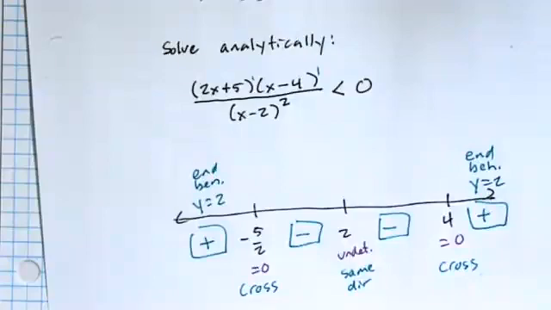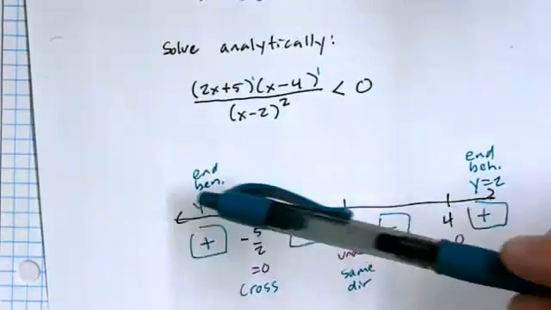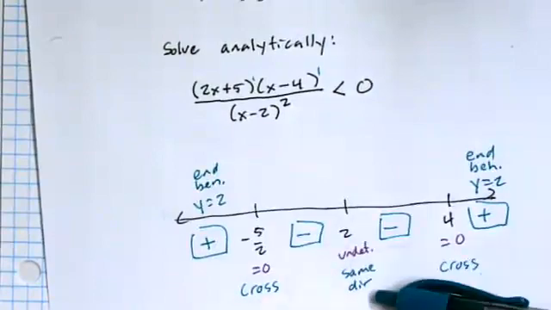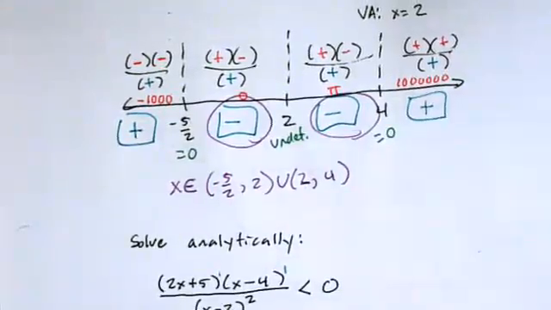So I'll leave it up to you. When the instructions say to make a sign chart, I want to see a number line with pluses and minuses. Whether you mark your end behavior and cross, bounce, same direction, opposite directions, or if you want to go back and do the pluses and minuses, that's entirely up to you.